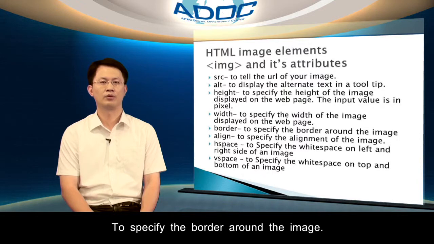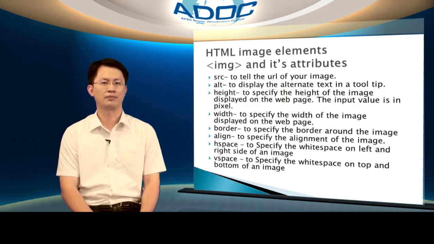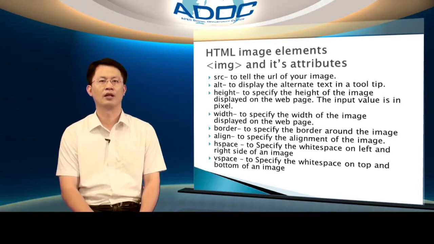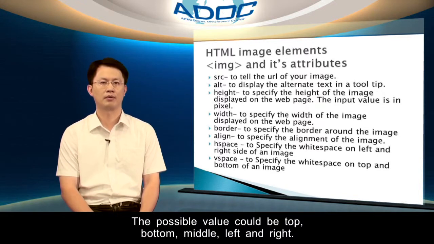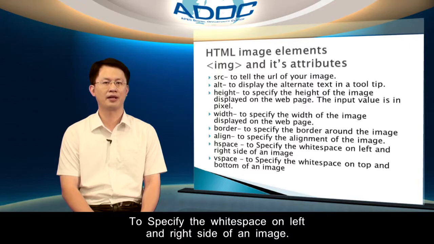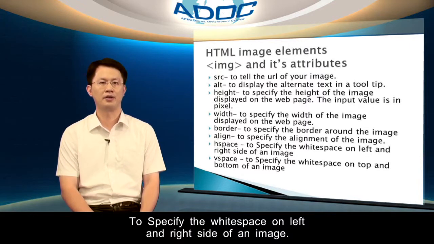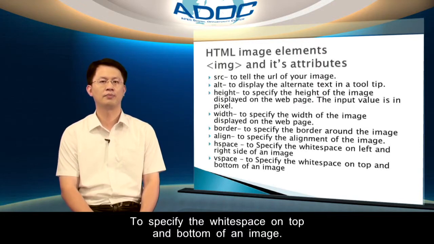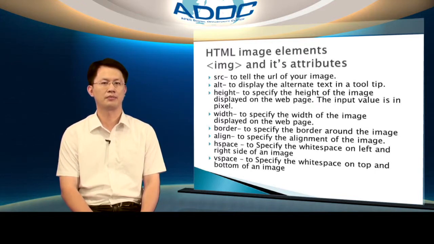Border specifies the border around the image. Align specifies the alignment of the image. The possible values could be top, bottom, middle, left, and right. HSpace specifies the white space on the left and right sides of an image. VSpace specifies the white space on the top and bottom of an image.